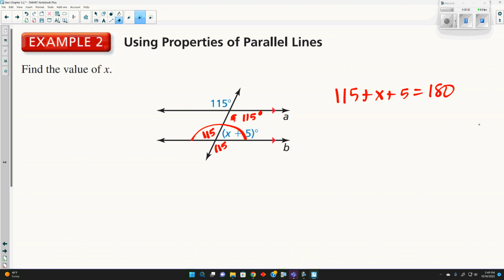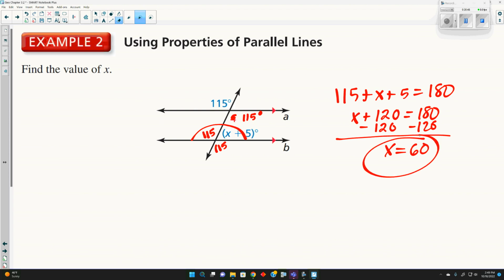Now, I'm going to erase this here, because our normal way would be to combine like terms. So here we would have x plus 120 is equal to, minus x is, same thing.